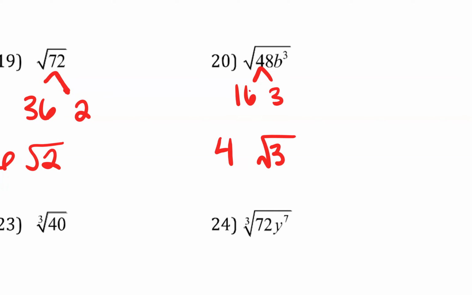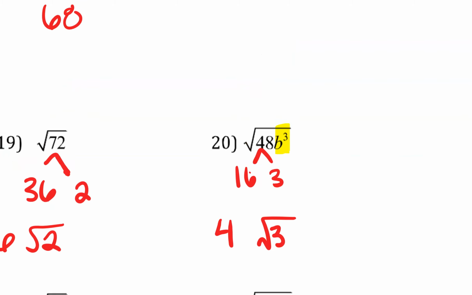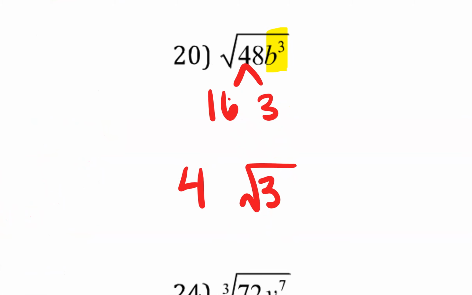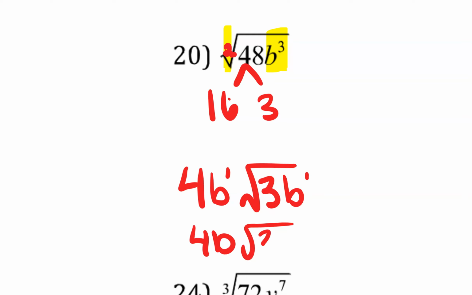Notice I left room because I'm going to break down the b. So I'm going to do the same thing that I did up here. Where is it? I don't want to scroll up too far. I'll lose where I am. The same thing I did before where I think about how many times the index goes into the exponent. So 2 goes into 3 one time, which means 1b gets to come out. But there was 1 left over when 2 goes into 3. So that means 1b has to stay in. So my answer is going to be 4b root 3b.